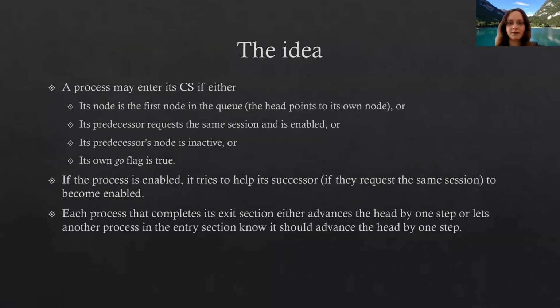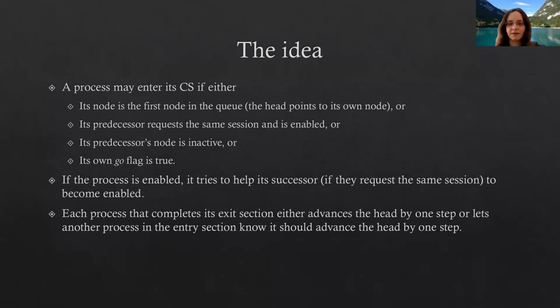A process may enter its critical section if either it's the first in the queue, or the process before it requests the same session as it and is enabled, or the node before it is inactive, which means all the processes before it already exited the critical section and the critical section is empty, or the last condition is if its own go flag is true. This flag is initialized with false and can become true by the process after it, the successor, if they request the same session, when the successor wants to help it. Otherwise, if the successor requests a different session, then this flag can become true if the head reaches its own node, and then the process in the exit section changes the go flag to true.